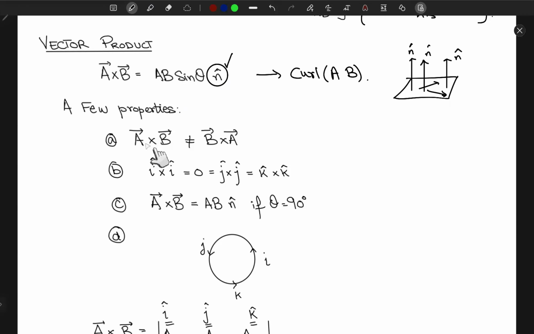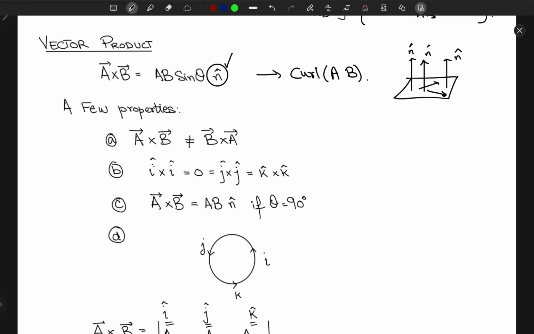So first of all, the vector product of A and B is not the same as the vector product of B and A. We can check that by choosing any arbitrary vectors A and B. Then for unit vectors, I cross I and J cross J are 0, and similarly K cross K is also 0. And if the two vectors A and B are perpendicular to each other, then A cross B is just AB times the unit vector N.